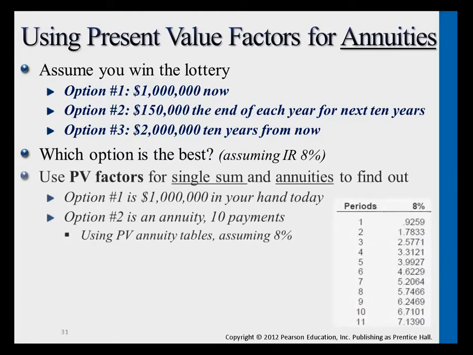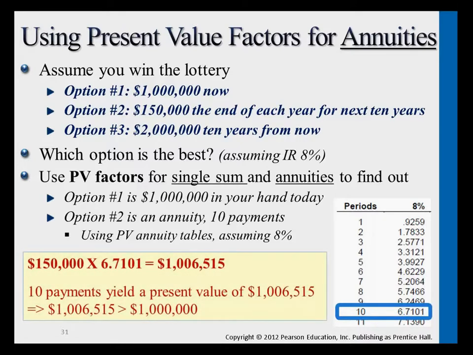I'm glad to hear this. So let's look at how we calculate. We're going to use these present value factors, okay, for single sum and for annuities. So option 1 says 1 million in your hand today. Okay, so that's what we have. Option 2 is 10 payments. So it's like our annuity, right? The annuity table we're going to use to calculate that present value. Okay? So we know that it's 6.7101 at 8% in 10 years.